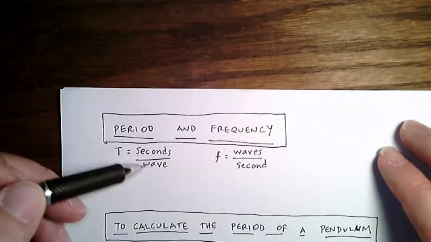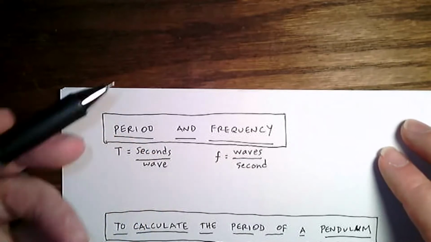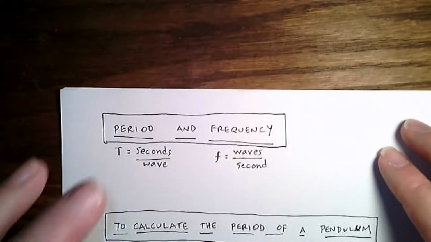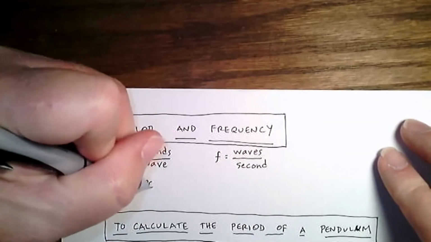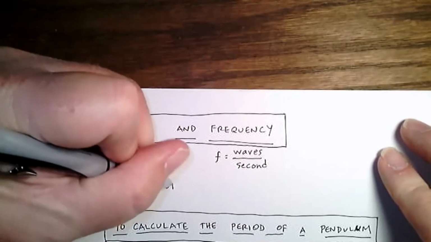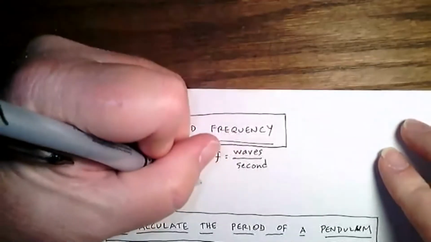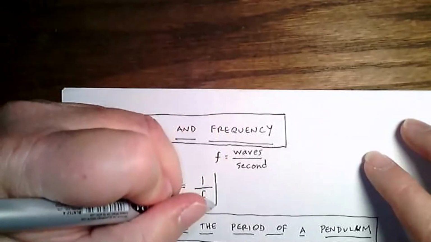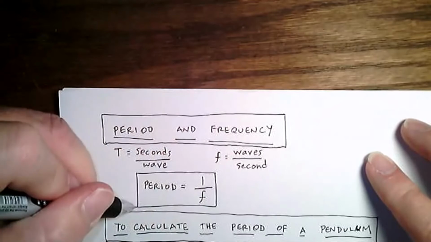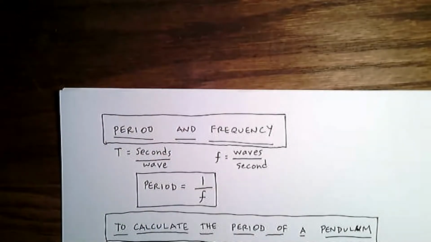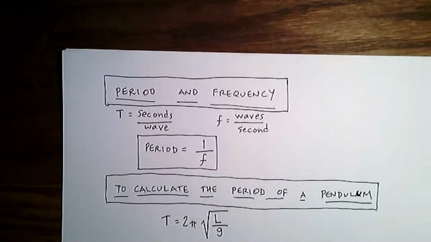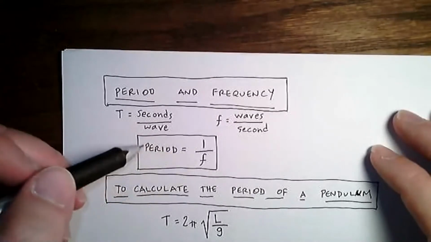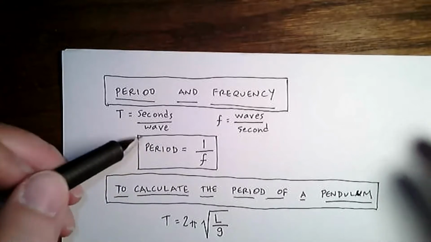But again, if you notice the units are reciprocals of each other, which basically means that period is the reciprocal of frequency. So essentially, the relationship between these two is that the period is going to equal 1 over the frequency. This is true always. So if I have a frequency of 200 hertz, that means I'm going to have a period of 1 over 200.